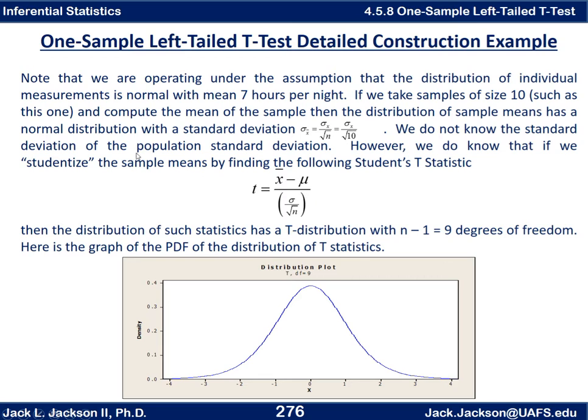So let's look here a little bit. We're operating under the assumption that the distribution of individual measurements is normal with mean 7 hours per night. We take samples of size 10, such as this one, and compute the mean of the sample, and the distribution of sample means has this normal distribution with standard deviation sigma sub x bar. Sigma of the original x over square root of n, or just sigma over square root of n. So it's sigma over square root of 10. So that's a smaller standard deviation.